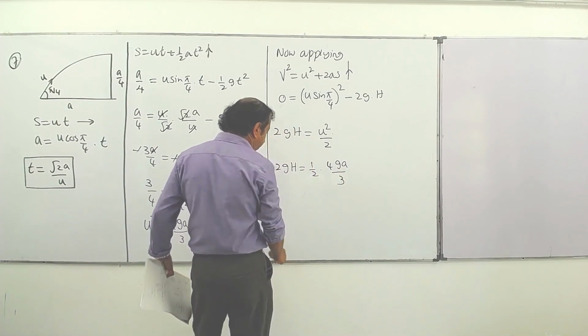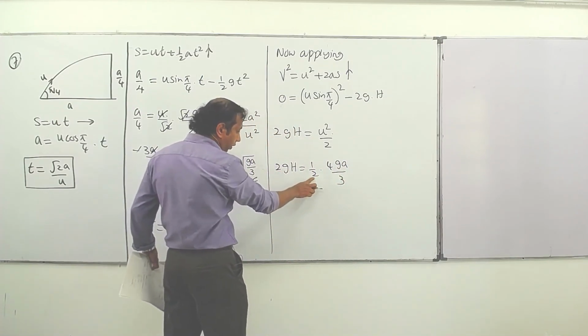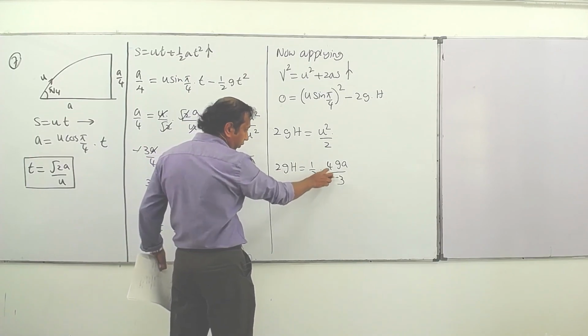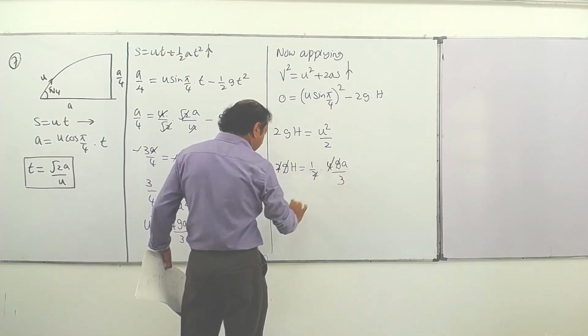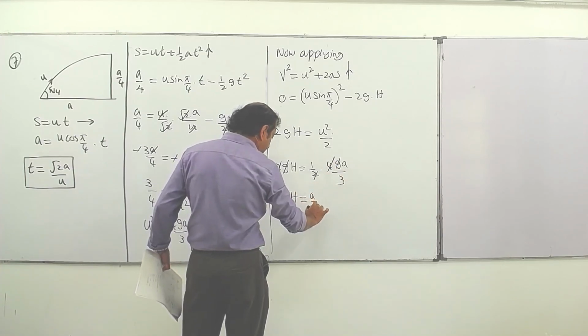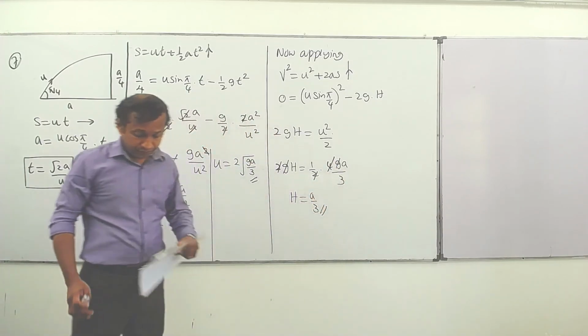Right, people? This 2 we can bring here as 4. That 4 and this 4 we can cancel down. That means this 3 you can cancel down. G and G can be cancelled down. H equals A by 3. You can take it like that.